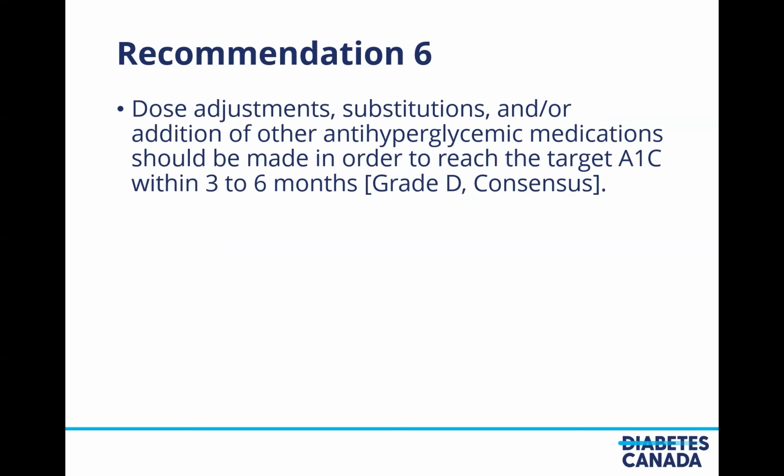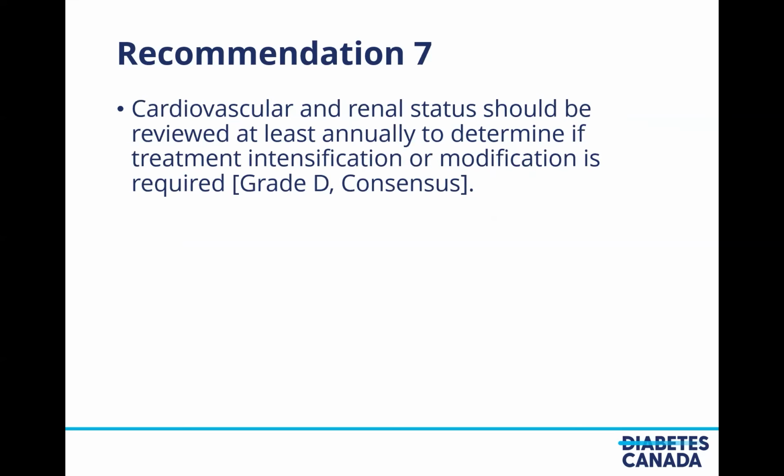Recommendation number 6 states that dose adjustments, substitutions, and/or addition of other anti-hyperglycemic medications should be made in order to reach target A1C within 3 to 6 months. Recommendation 7, also unchanged from previously, says that cardiovascular and renal status should be reviewed at least annually to determine if treatment intensification or modification is required.